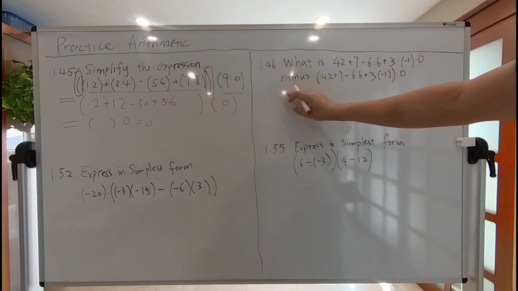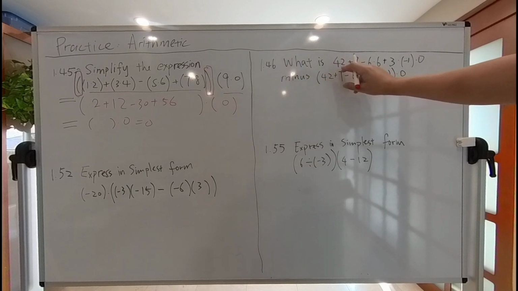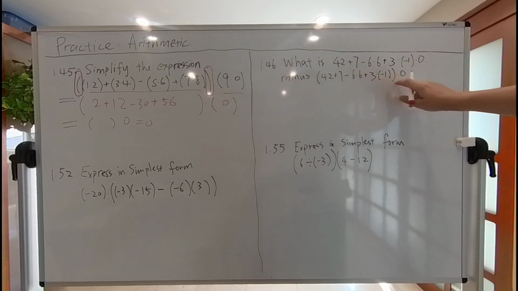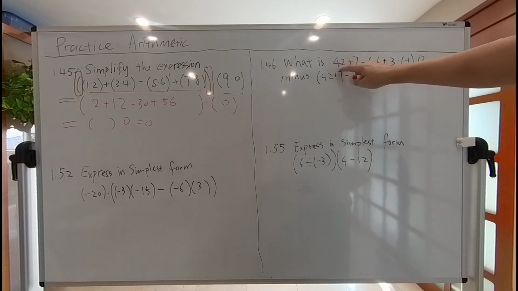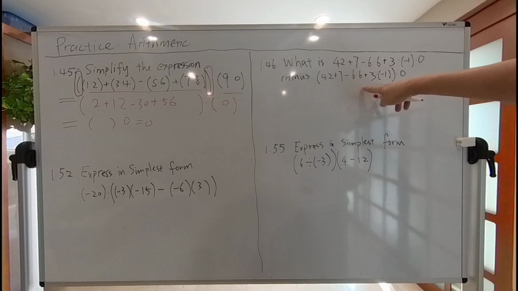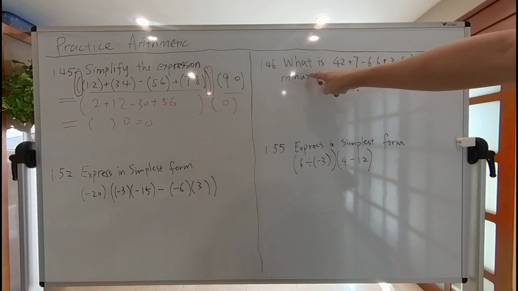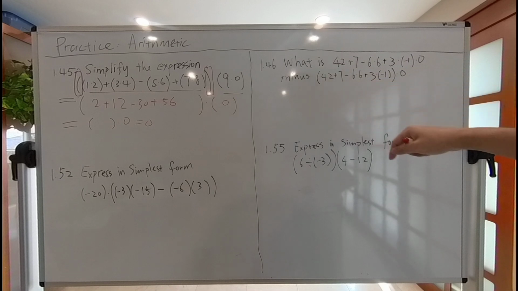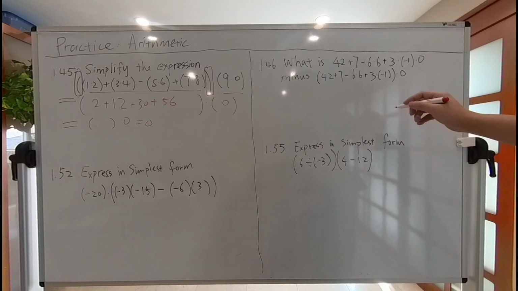Okay, let's see the second question. It is the first expression minus the second expression. So again, it looks like we need to simplify both expressions first to get two numbers, and then take the subtraction, or take the difference between the two numbers, to get your result.